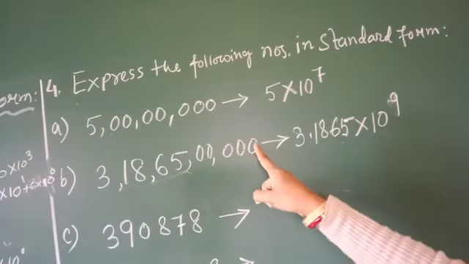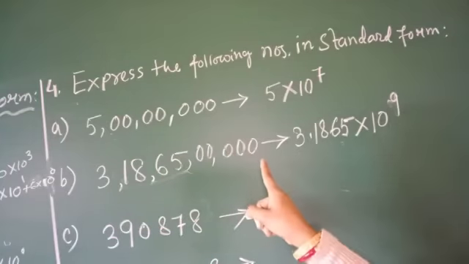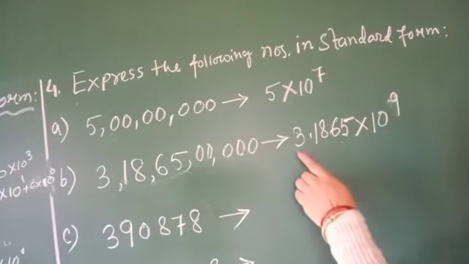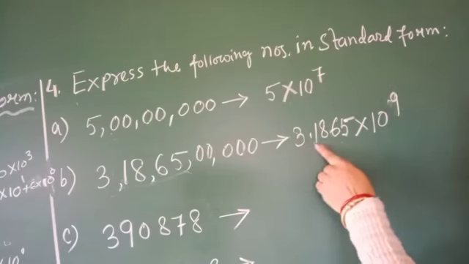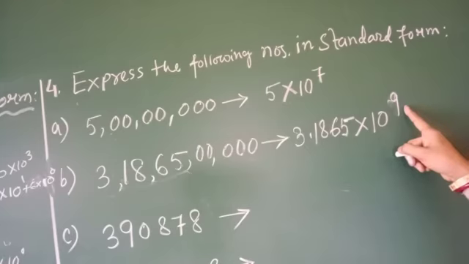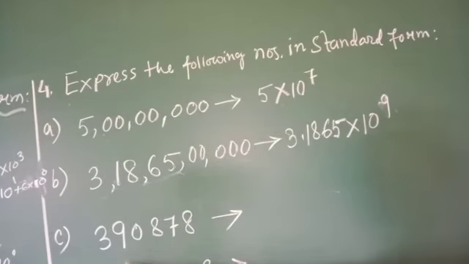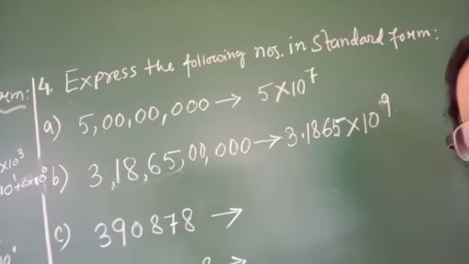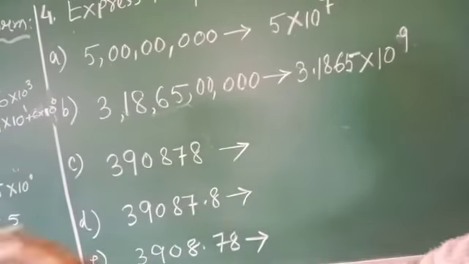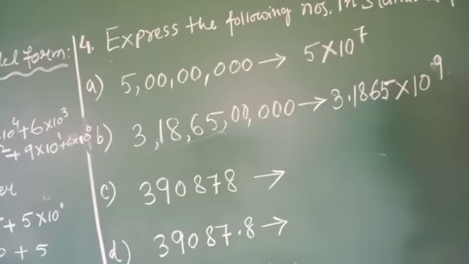9, from 1, 2, 3, 4, 5, 6, 7, 8, 9. Because the point was not there, I am making this big number into a small value, which now becomes 3.1865. I can't change the value exactly, so I have to multiply with 10 to the power 9 also. Understood? Now make this number. I have given the same number 3 times, but I have changed the number by using the point. See, check the number.